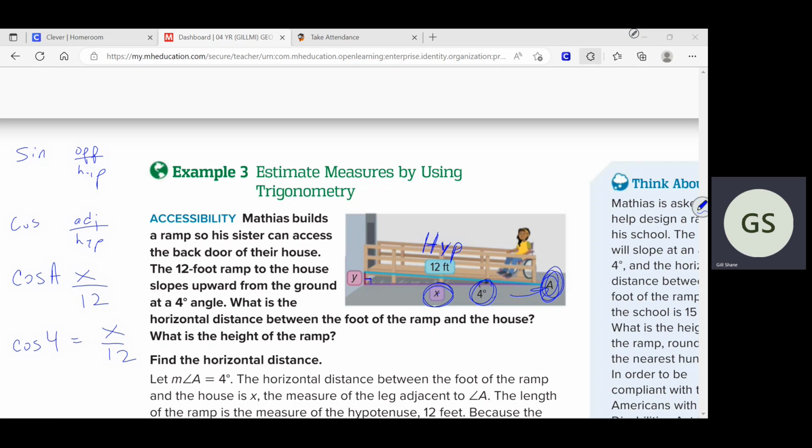0.99. 0.99 what? What's after that? 99756. So now if we solve for x, we would multiply by 12 on both sides. So you'd get a number just barely lower than 12. Like I think it came out to be maybe 11.84 if I remember correctly, if you round it. 11.9707.